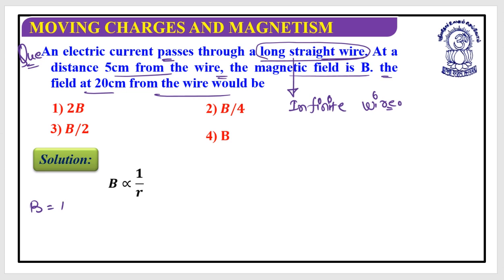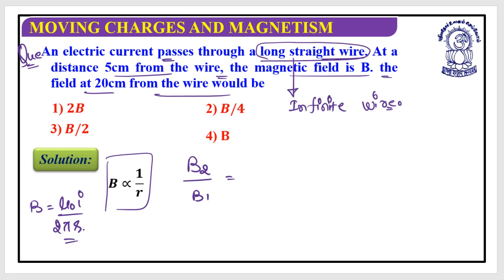So this B should be equal to mu naught I divided by 2 pi r. And as it says that a certain current is flowing and only the distance is changing, so I can write like this: B is directly proportional to 1 by r, or B is inversely proportional to r. So what I need to do is B2 divided by B1 equals R1 divided by R2. So B2, that is what I required.